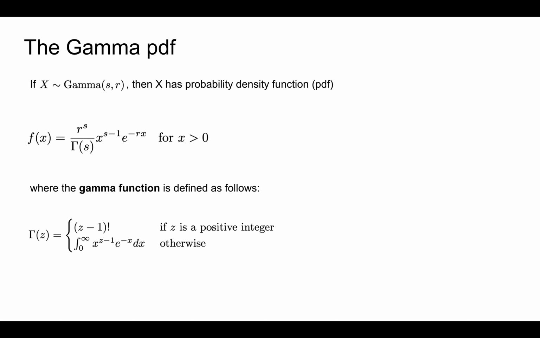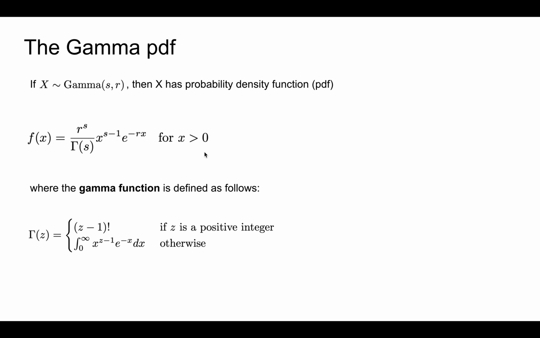The formula for the gamma PDF formalizes these observations. If x has a gamma s, r model, then the PDF of x is equal to r to the s divided by the gamma function of s, times x to the s minus 1, times e to the negative rx, where the PDF here is defined for positive x values.